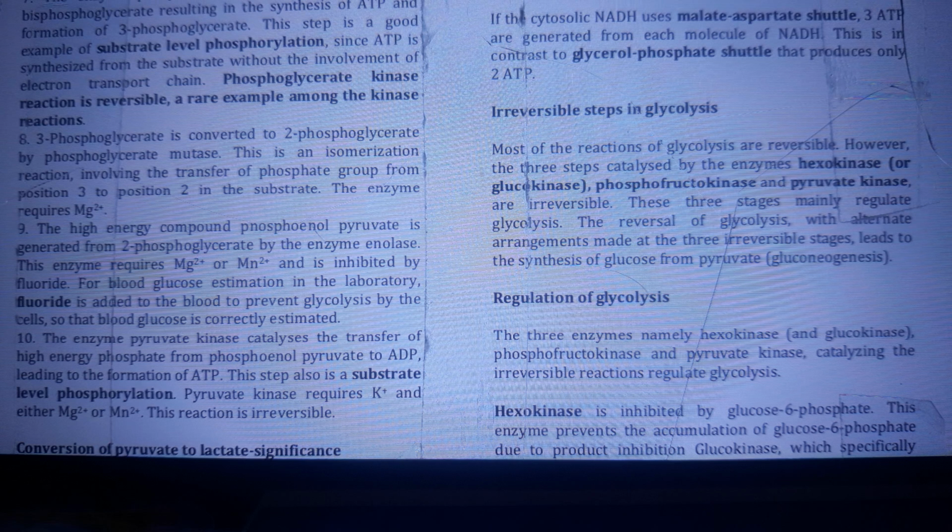Irreversible steps in glycolysis. Most of the reactions in glycolysis are reversible. However, the 3 steps catalyzed by the enzymes hexokinase or glucokinase, phosphofructokinase, and pyruvate kinase are irreversible. These 3 stages mainly regulate glycolysis. The reversal of glycolysis with alternate arrangements made for the 3 irreversible stages leads to the synthesis of glucose from pyruvate, gluconeogenesis.